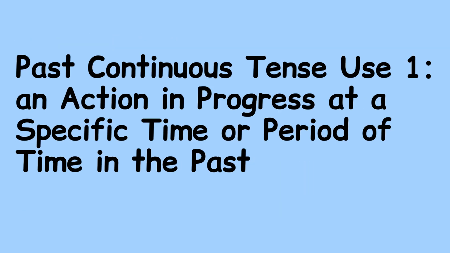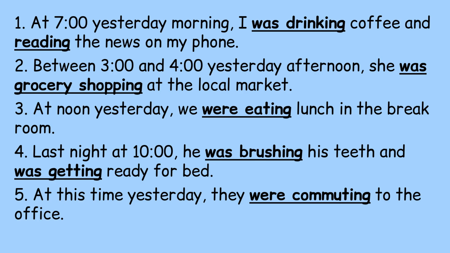Past continuous tense, use 1. An action in progress at a specific time or period of time in the past. At 7 o'clock yesterday morning, I was drinking coffee and reading the news on my phone. Between 3 o'clock and 4 o'clock yesterday afternoon, she was grocery shopping at the local market.